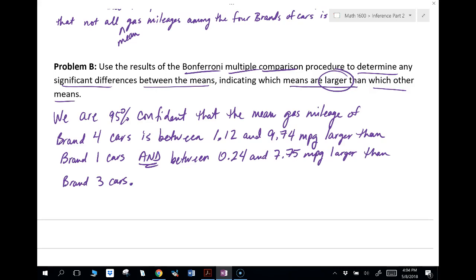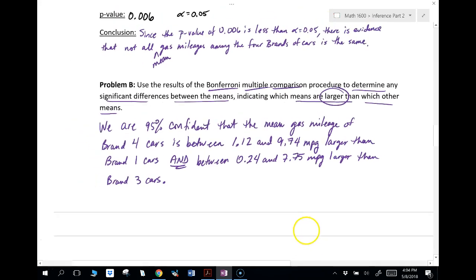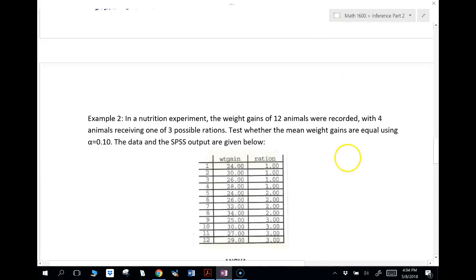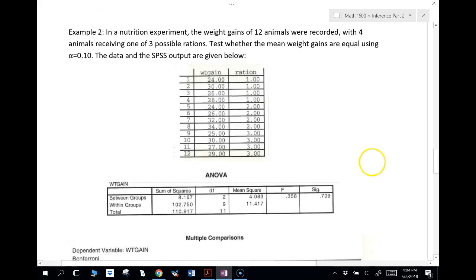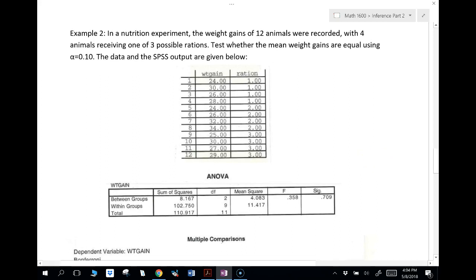Yes? Okay, so here's what I'd like you to do. I would like you to do example 2. You can work with a partner or something. How long do you think it'll take you to do number 2? Like 15? I don't think it'll take you that long. We'll reconvene in 10 minutes. Okay? All right.